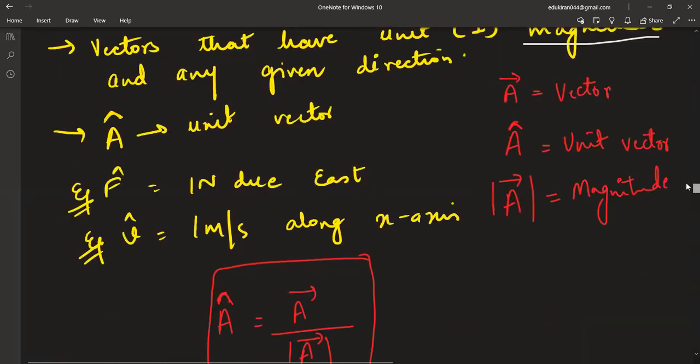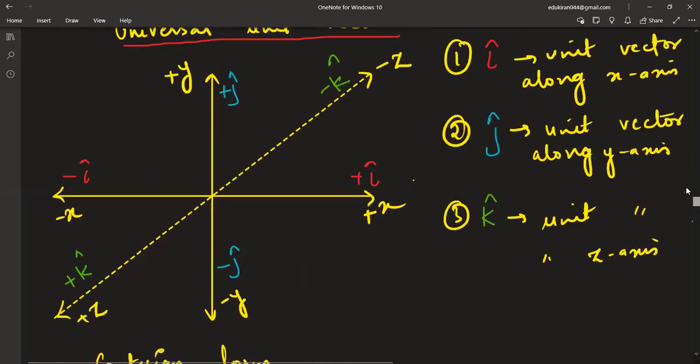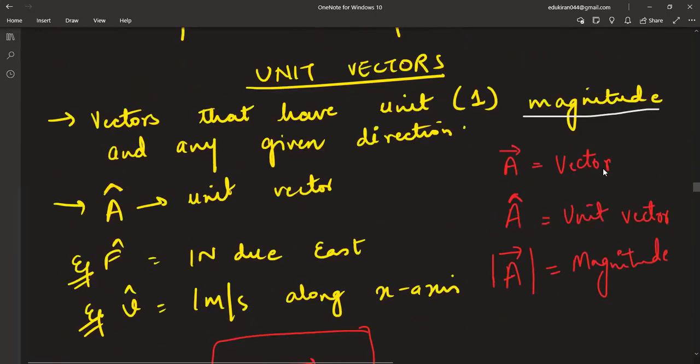Let me start with the Cartesian form. Before that, quickly write it down. Then I'll start with this Cartesian form. Here I'll tell you how to calculate the magnitude. First, write it down.